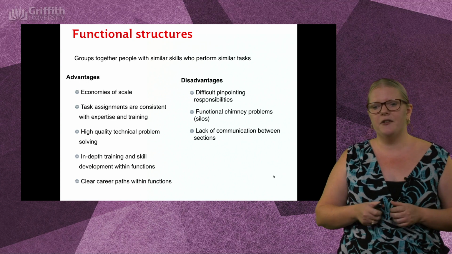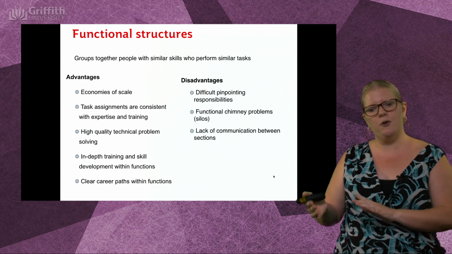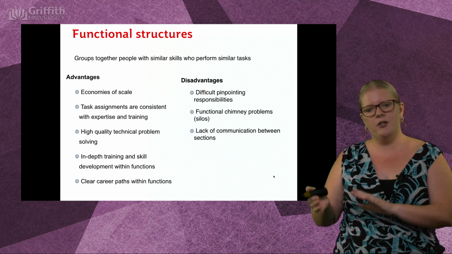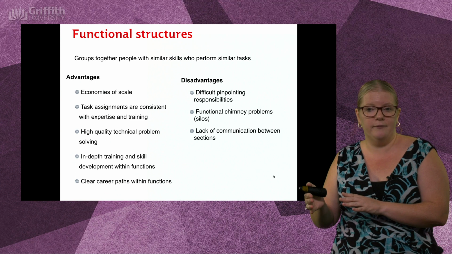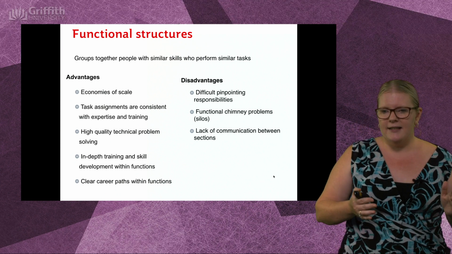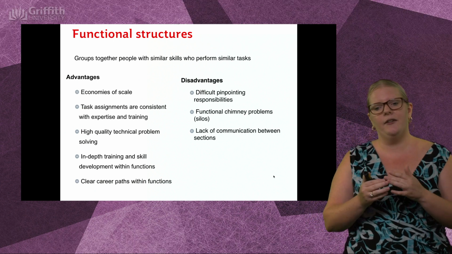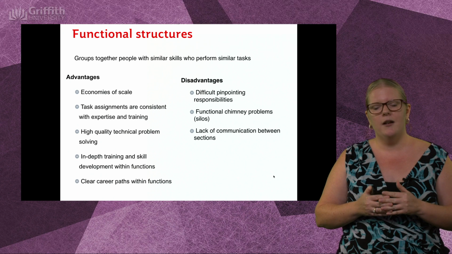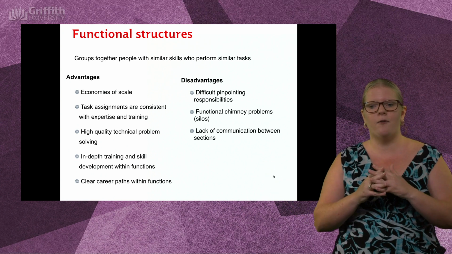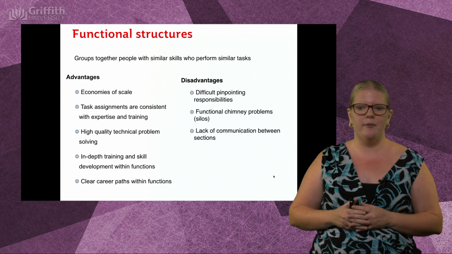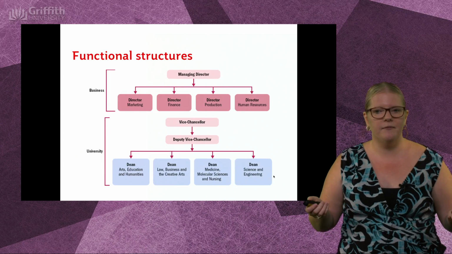You also tend to have functional chimney problems, also known as silos. So for example, our strategy team might not be talking to our HR team, yet they could be developing a strategic workforce plan, for example. Or our IT system team isn't talking to our IT operational team, and those two teams don't always connect. So it does end up being quite challenging at times to encourage those informal networks that exist between people, because we tend to find a lack of communication between the sections unless it's forced.